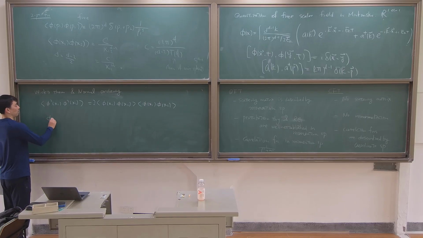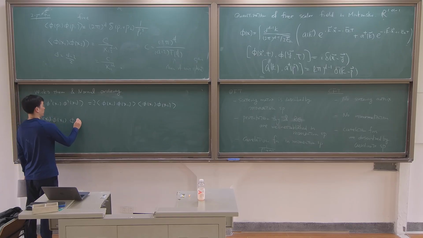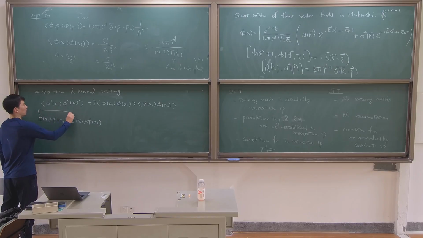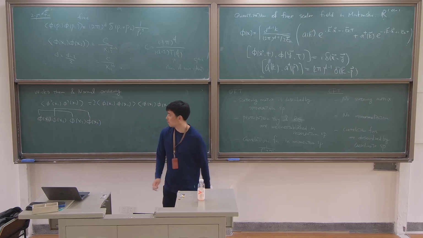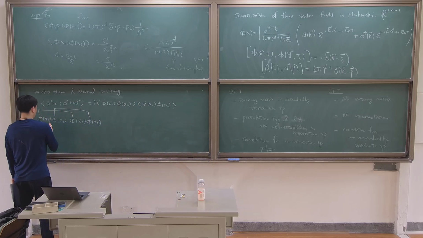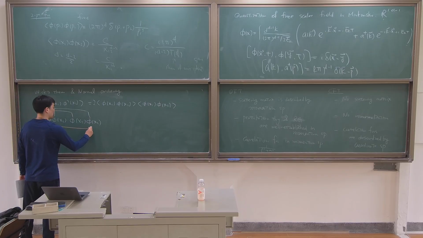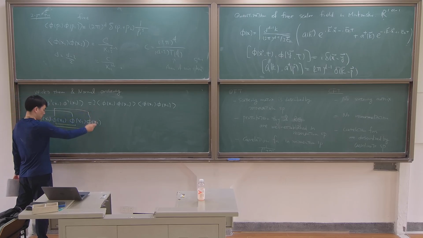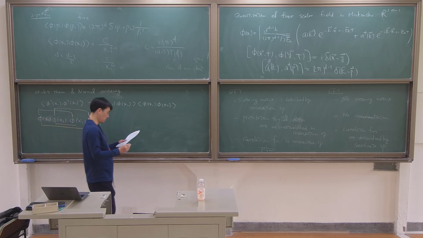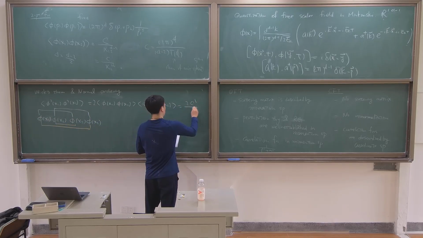Essentially, what you have is phi x1, phi x1, phi x2, phi x2, and the Wick contraction is this way, or like this. There are two ways to do the Wick contraction. Therefore, this one is equal to 2 times C squared over x12 to the power 2 times d minus 2.